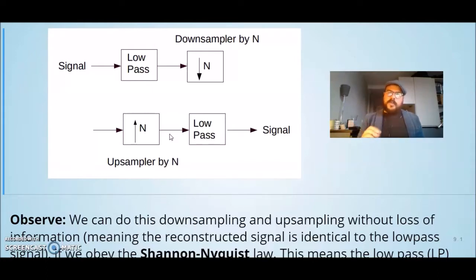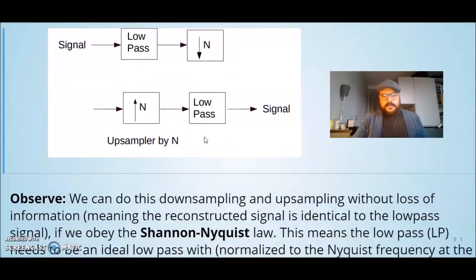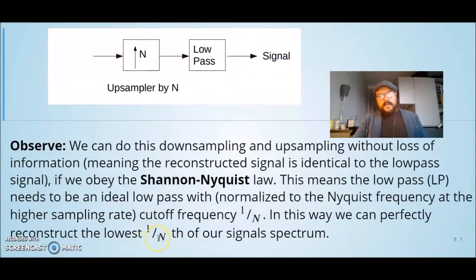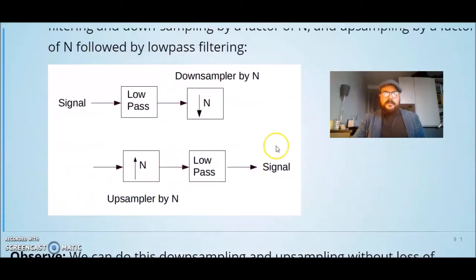So what do we need to do? We need to pass this signal through a low-pass filter. We apply a low-pass filter with a cutoff frequency of 8 kilohertz, which is 1 over n normalized to the Nyquist frequency at the higher sampling rate. So the highest sampling rate is 32 kilohertz. The Nyquist frequency is 16 kilohertz. Half of the Nyquist frequency, a cutoff frequency of 0.5, is equivalent to 8 kilohertz.